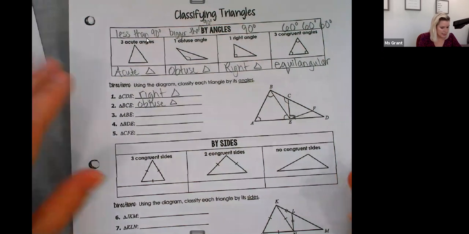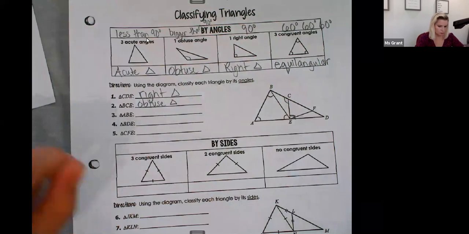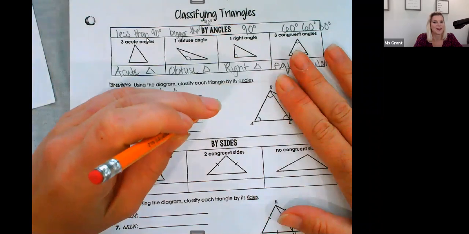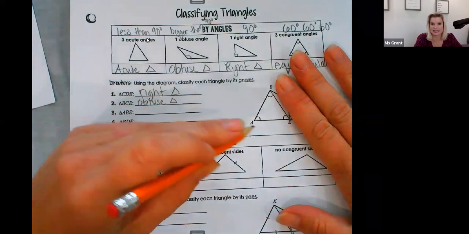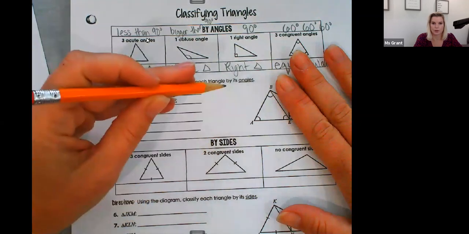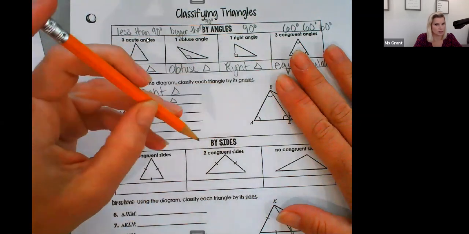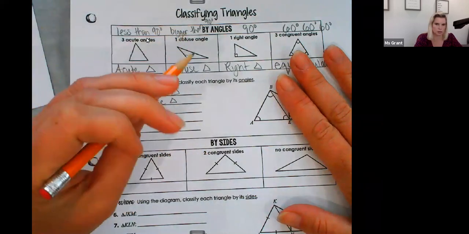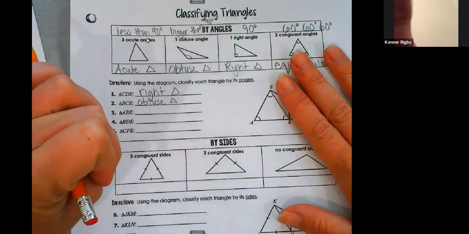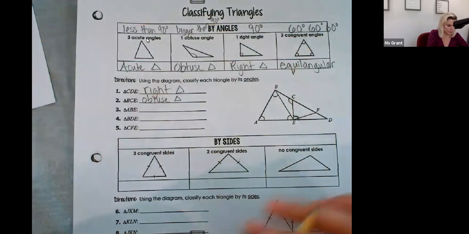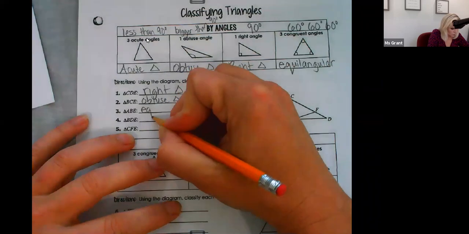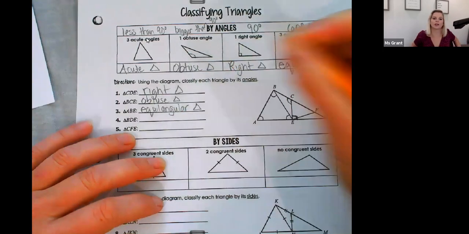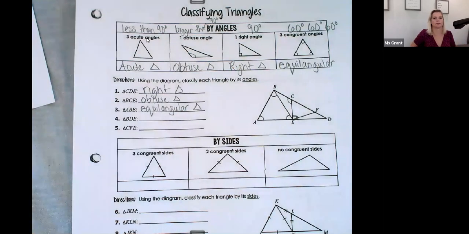Next one, ABE. Oh, all the angles are the same, 60, 60, 60. Triangles have 180 degree measure. The angles add up to 180 degrees. Connor, what are you going to call this triangle? Equiangular. Equiangular triangle.